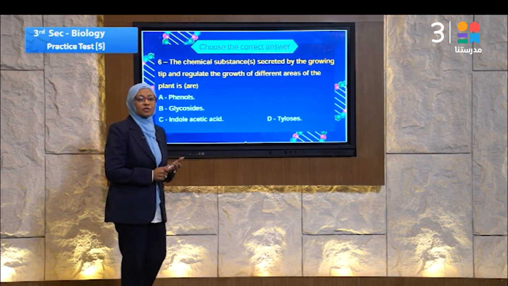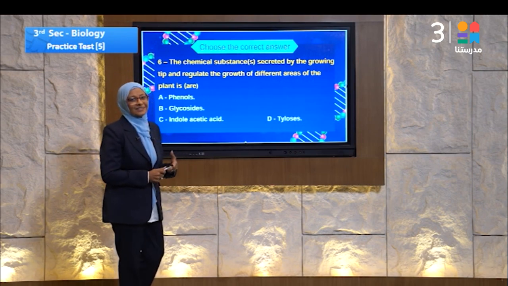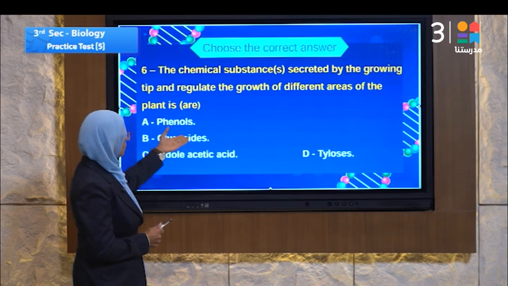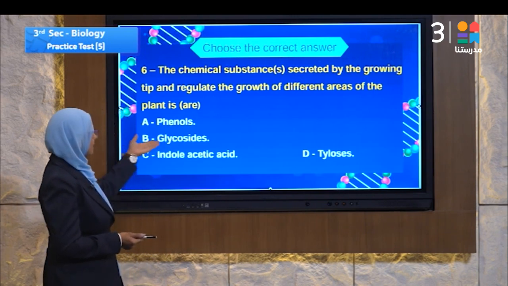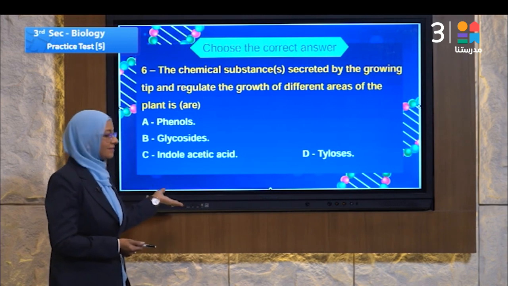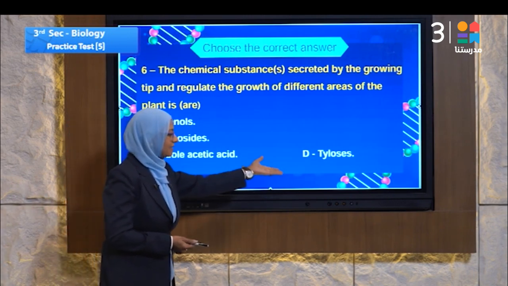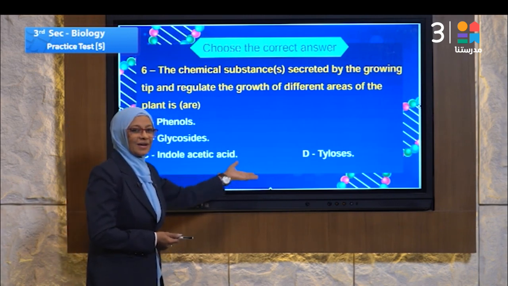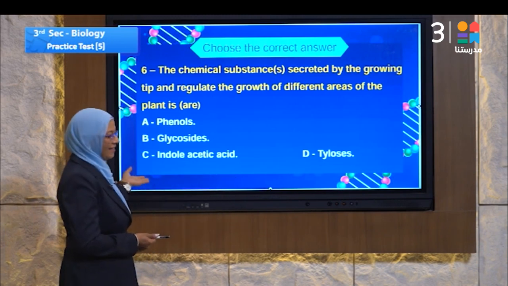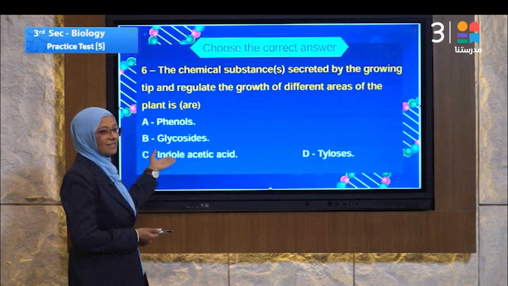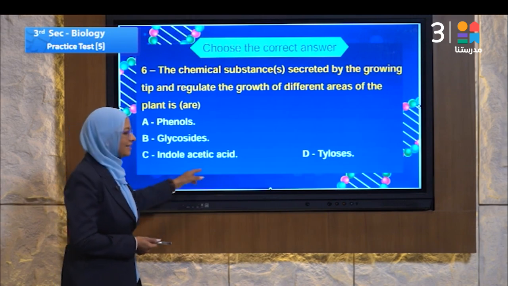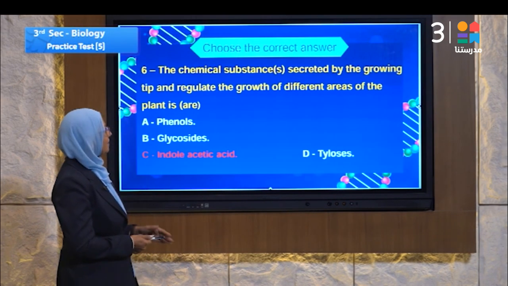The chemical structure of auxin is, let's read and then decide. A, phenol. No. B, glycosides. No. D, thioloses. Why did I jump? Because it's the answer. Indole acetic acid is the chemical structure of auxin, the hormone of the plant.